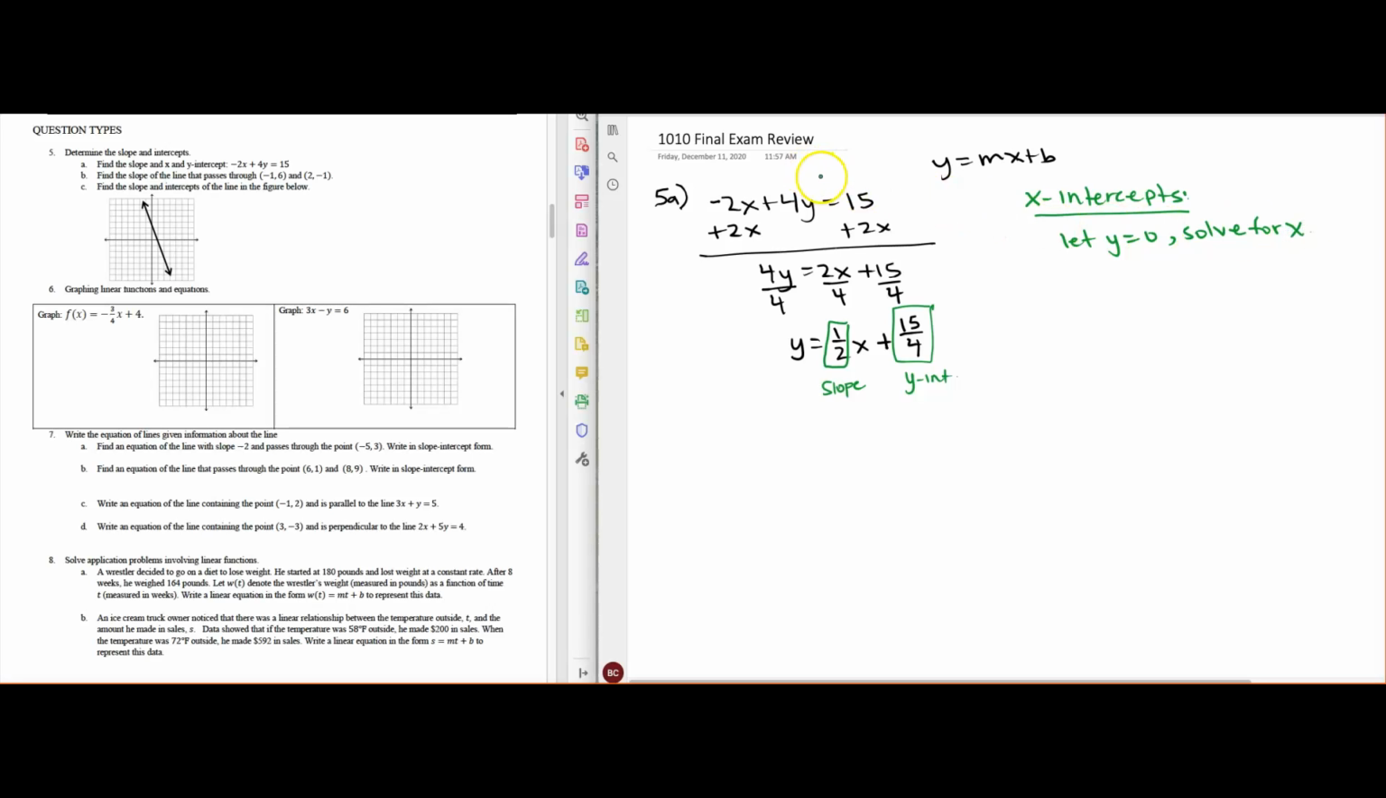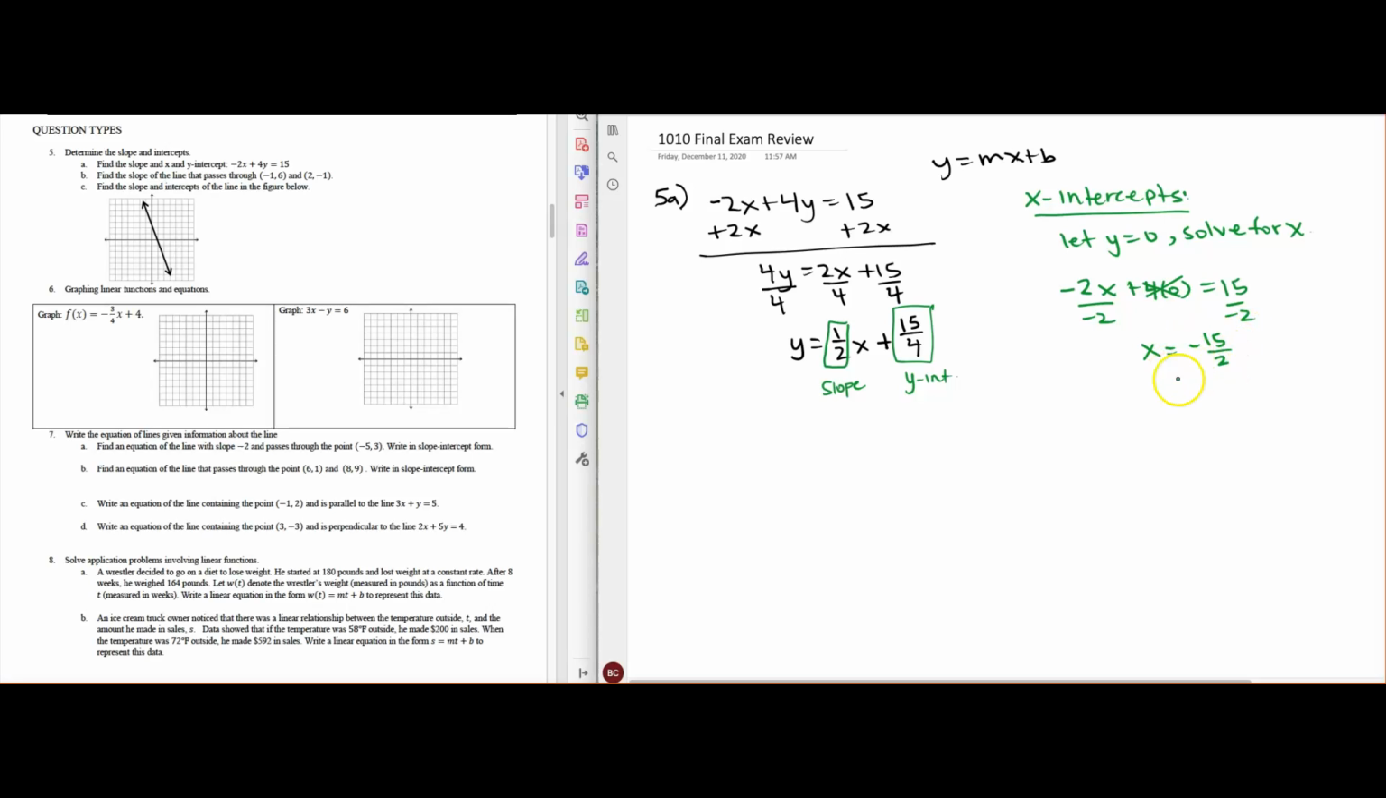When I do that, I'm going to have negative 2x plus 4 times 0 equals 15. Well, 0 times anything is just 0, so I'm left with negative 2x equals 15. I need to divide by negative 2, so x equals negative 15 halves.